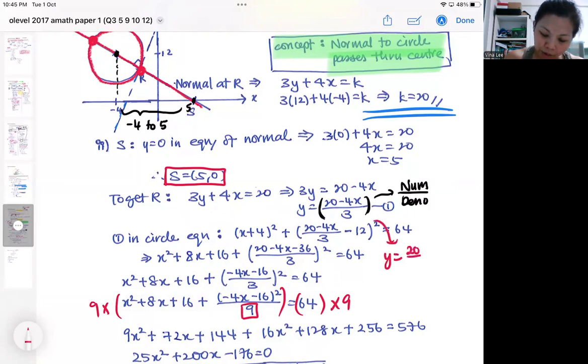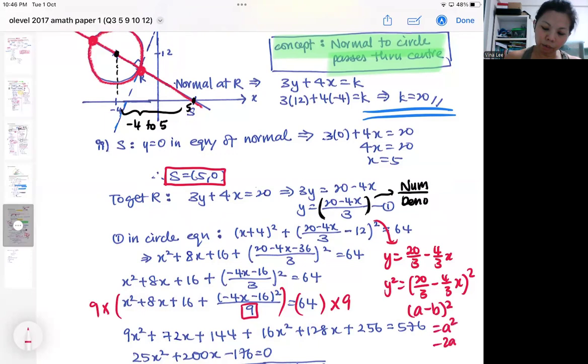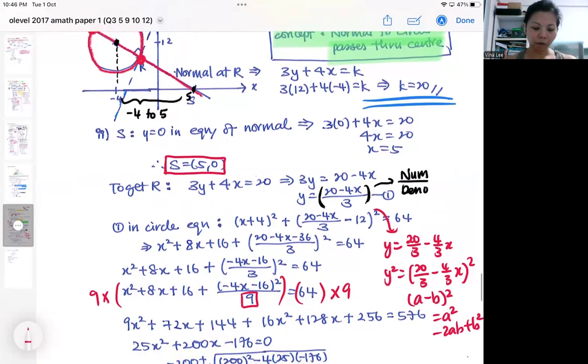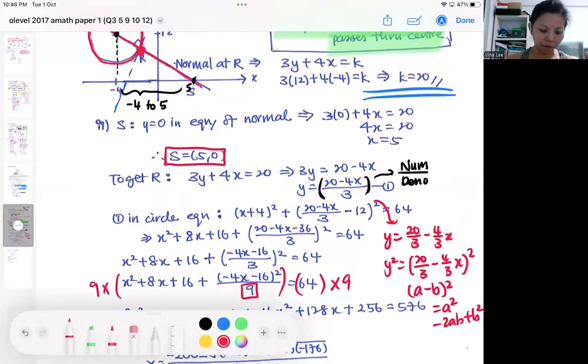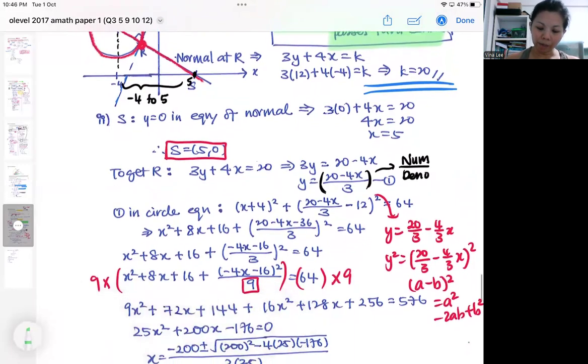Some students will make it this way, and then when they do the y square, they will do this, and then they try to apply the sec2 formula. Then you find that you're dealing with a lot of fractions. Between dealing with fractions and big numbers, I actually prefer to deal with the big number, because to me, a bigger number is not so confusing. So I multiply by 9. That's why I get a very huge number.